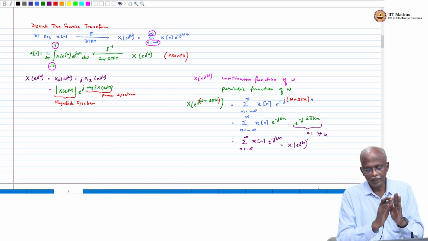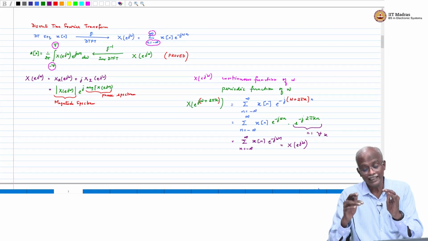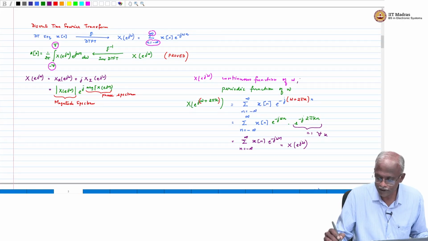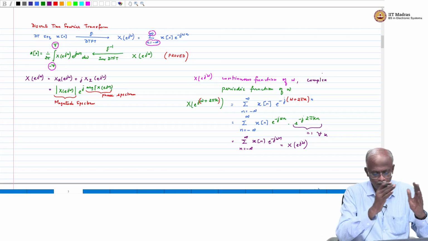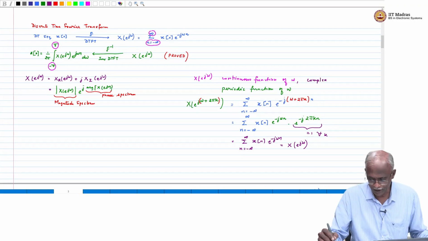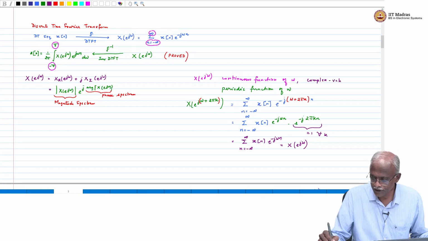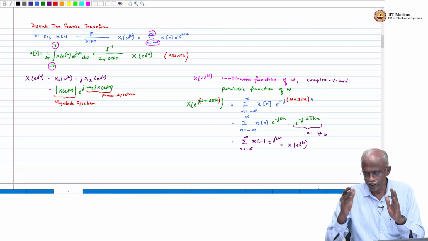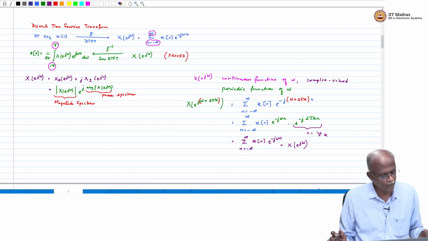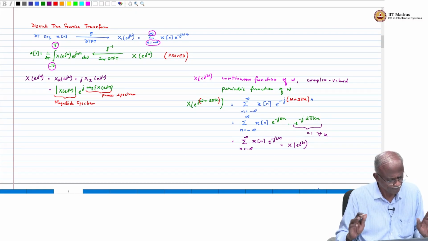So X e of j omega is a continuous function. It is also complex valued. Maybe that's another thing that you can add. It is complex valued, and because it's complex valued, we can write it in terms of a real part and imaginary part. So it is a continuous function of omega, a complex valued function, and it's also a periodic function of omega.